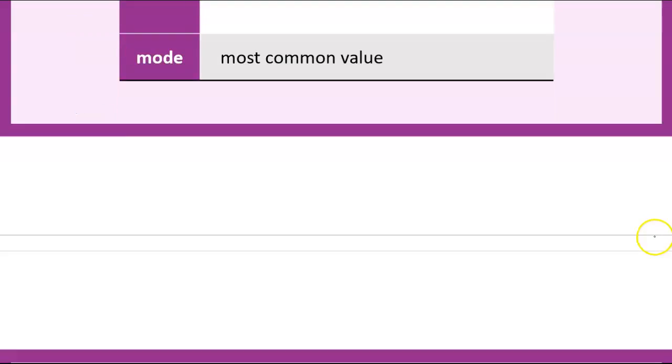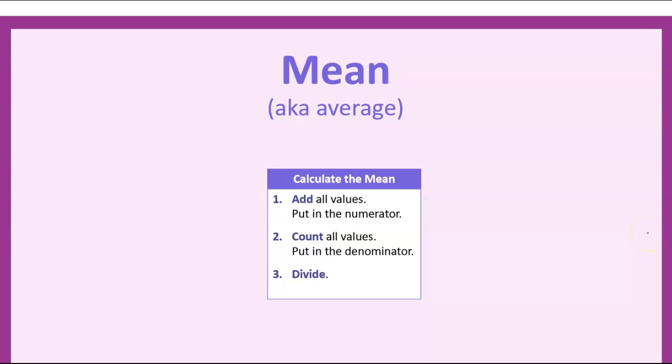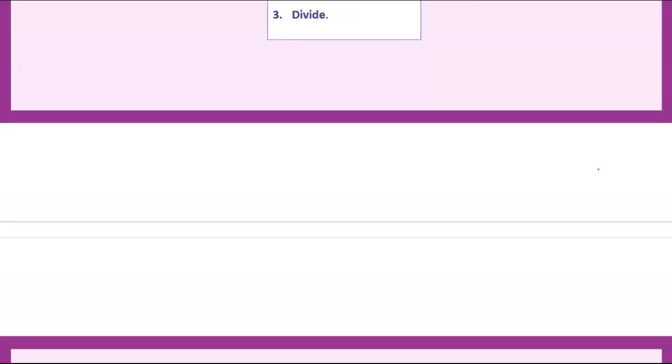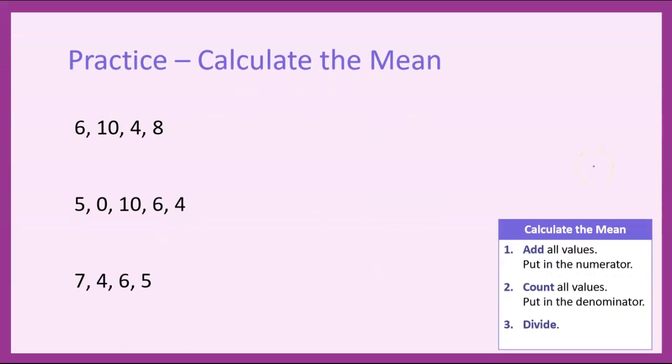So let's start off with mean, the one we might be most familiar with. This is where we take the sum of the values, add them all up, put them in the numerator, and then divide by the count. We also call this an average, but formally we call it a mean, an arithmetic mean. So let's calculate the mean on these examples. Remember, the mean is going to be the sum over the count. And we have some instructions down here also if we forget. Add all the values, that's the sum, and then count and put that in the denominator.